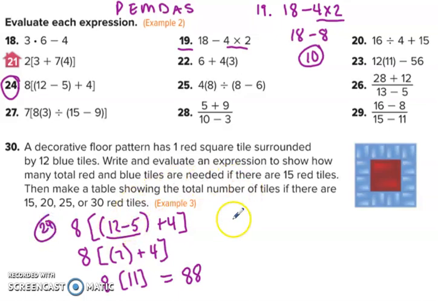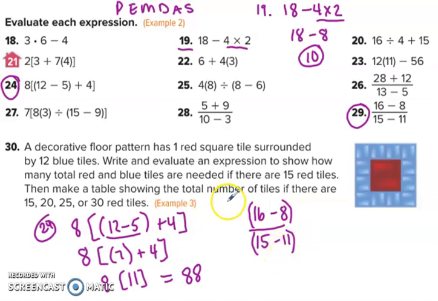Okay, and I'll do one more. Let's do one of these. Let's do 29. We've got 16 minus 8 all over 15 minus 11. You're supposed to do division before addition or subtraction, but when they're separated in a fraction like this, they're really like they're in parentheses. So you have to identify that they have parentheses. You need to do the numerator first, then the denominator.